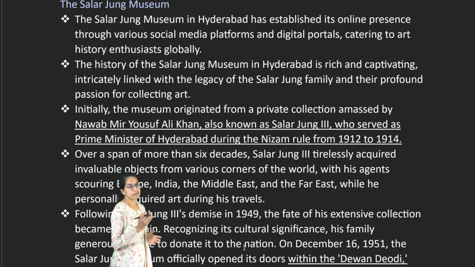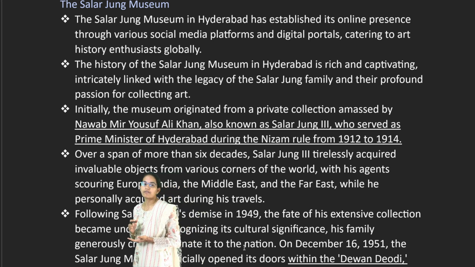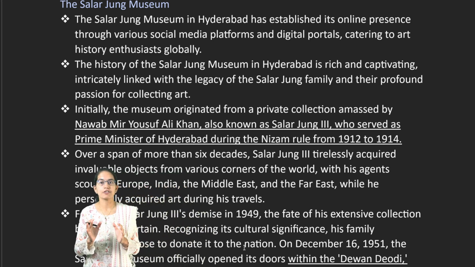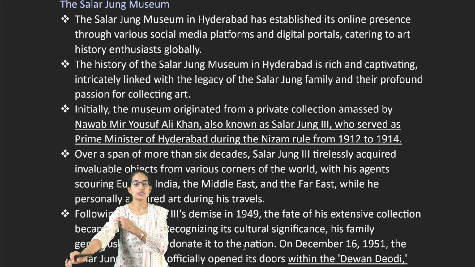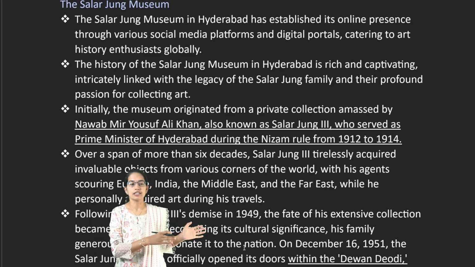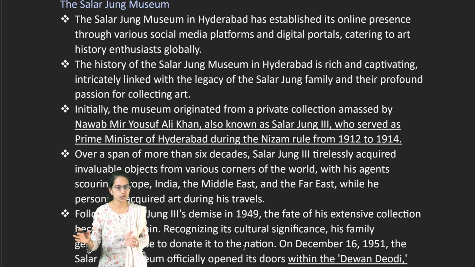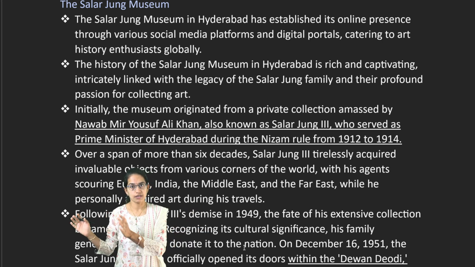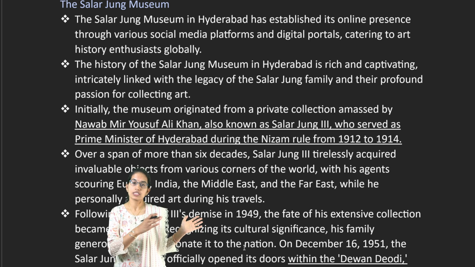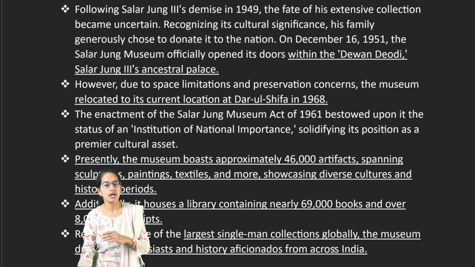Among these, as I mentioned before, Salar Jung Museum is one of the very important museums, which was collected as a part of the private collection by Nawab Mir Yusuf Ali Khan, during the time he served as the Prime Minister of Hyderabad during the Nizam rule, from 1912 to 1914. This museum opened its doors within the Diwan Deodi, the ancestral palace, and was relocated to Dar-ul-Shifa in 1968.